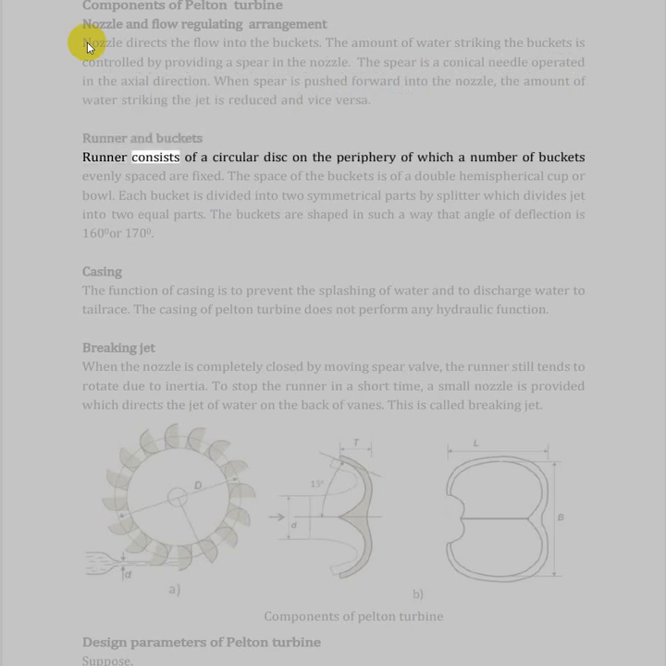Runner and buckets. The runner consists of a circular disc on the periphery of which a number of evenly spaced buckets are fixed. The shape of the buckets is of a double hemispherical cup or bowl. Each bucket is divided into two symmetrical parts by a splitter, which divides the jet into two equal parts. The buckets are shaped in such a way that the angle of deflection is 160° or 170°.